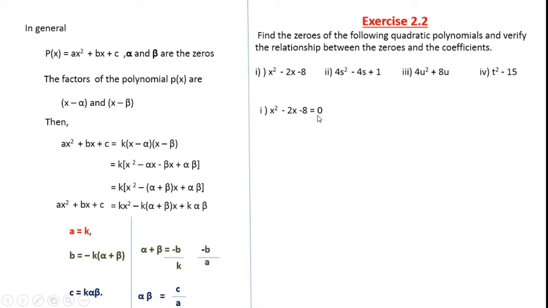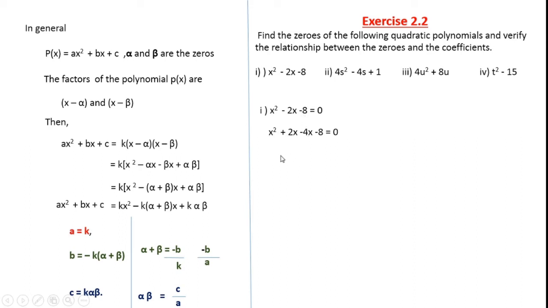This equal to 0. How should we find the factors? By splitting the middle term. So x square plus 2x minus 4x minus 8 equal to 0. See here, minus 2x is the middle term. This minus 2x I wrote as 2x minus 4x. See, plus 2 minus 4 equal to minus 2. This 2 into minus 4 is minus 8.